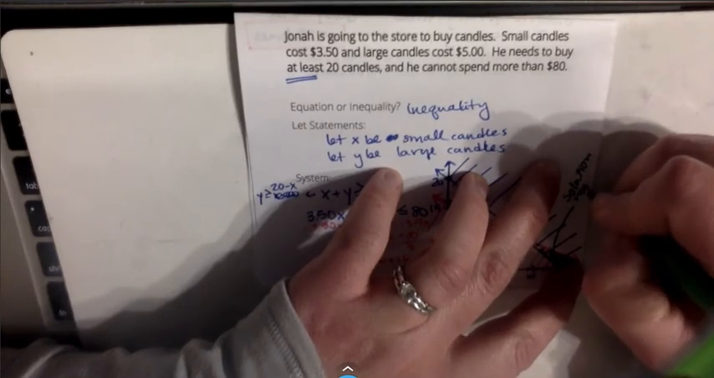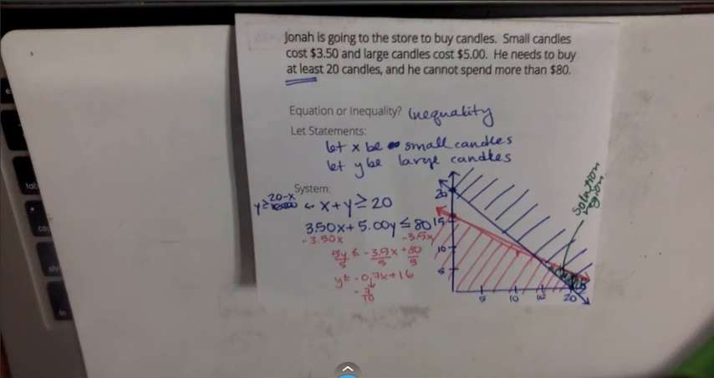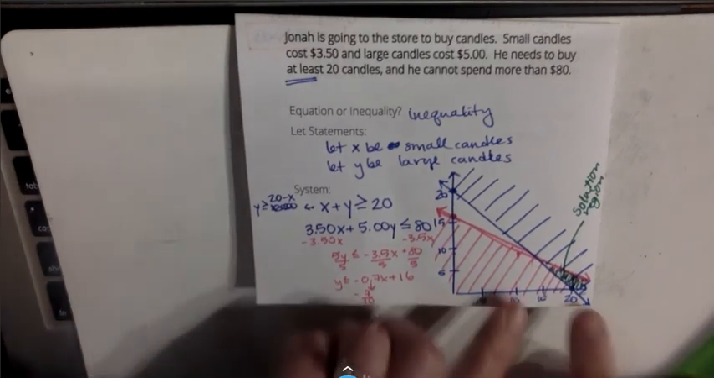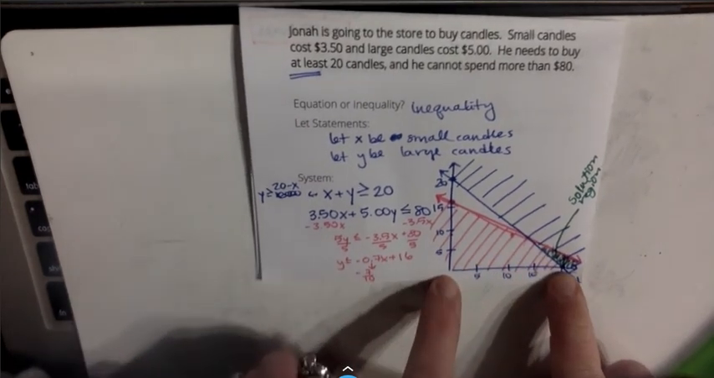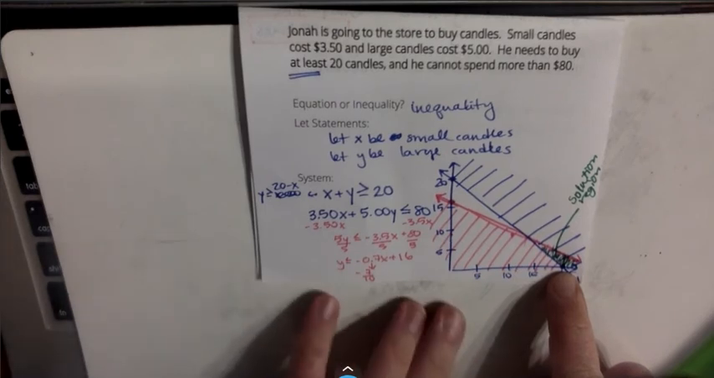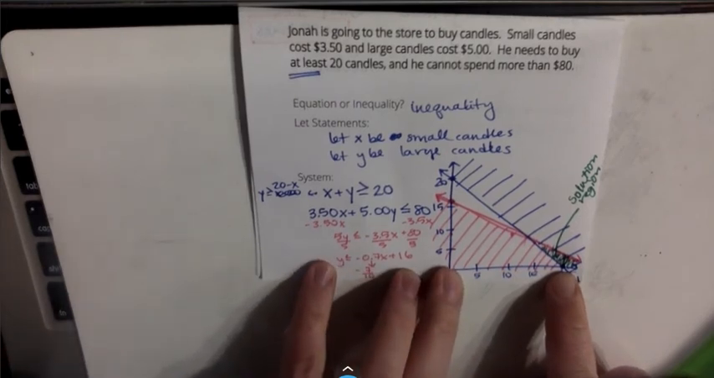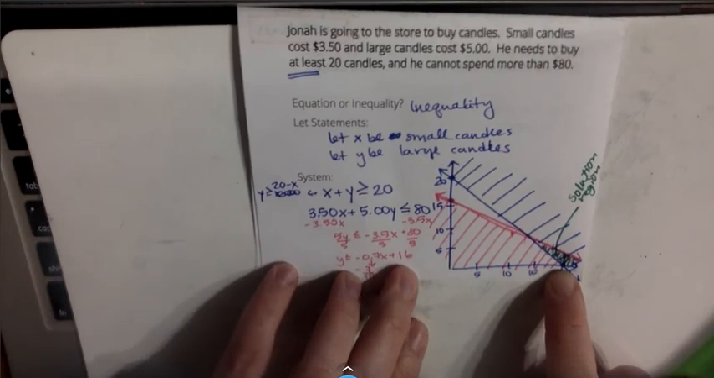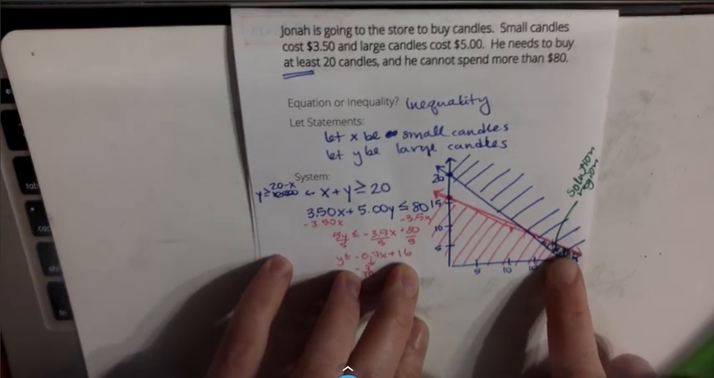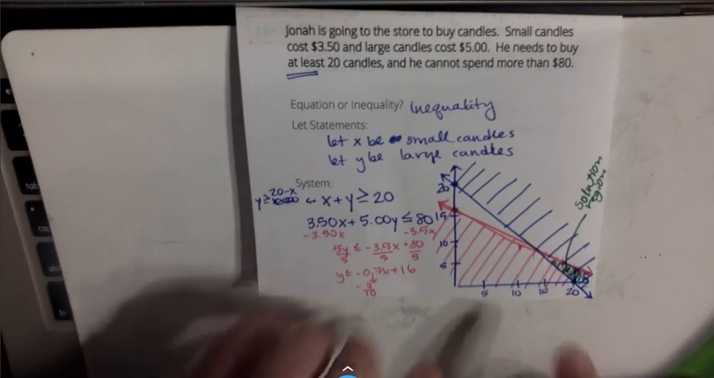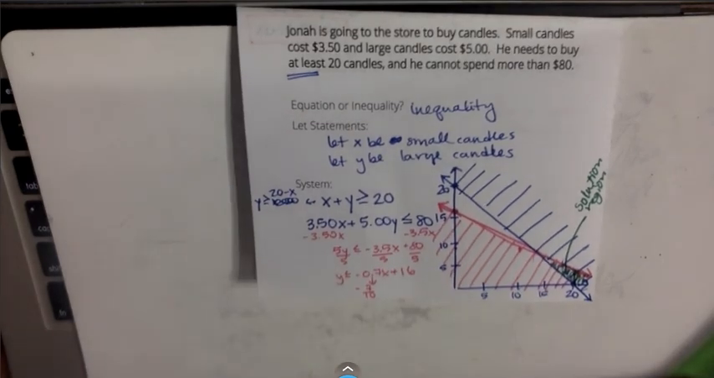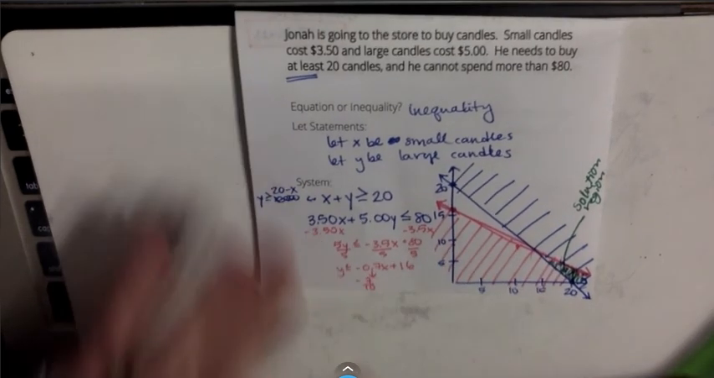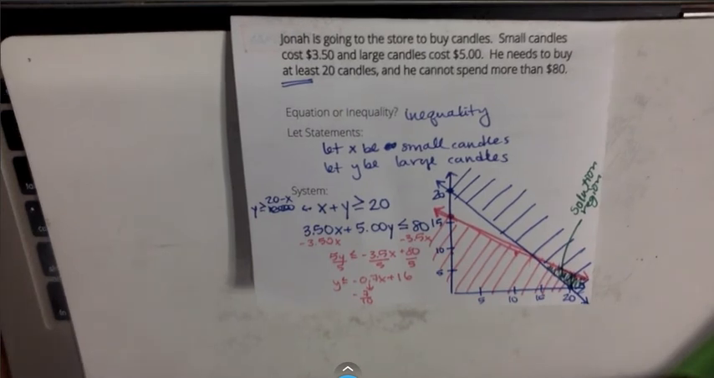And so we could look at various points. We could say, okay, (20, 0) would work, so 20 small candles and 0 large candles. We could say 20 small candles and 3 large candles maybe would work, and that sort of thing. And then we could look at various points and have them work in that inequality.